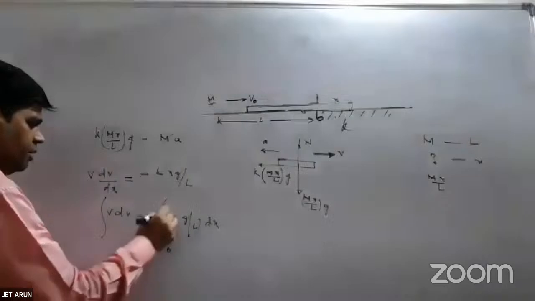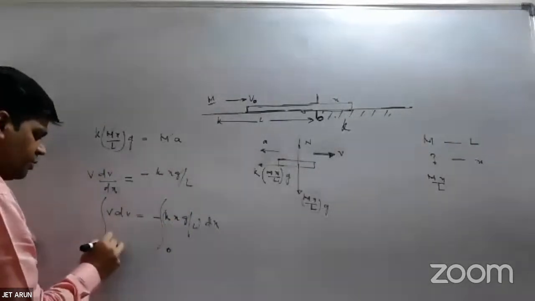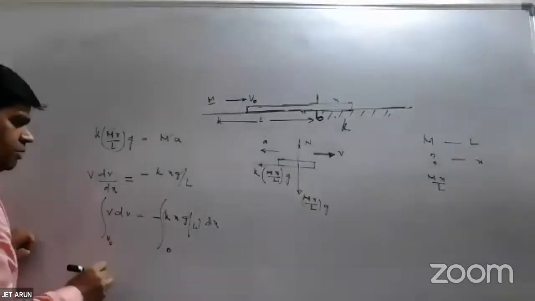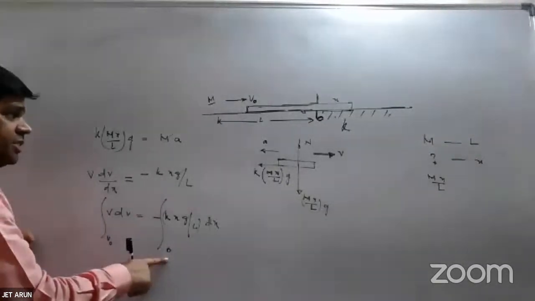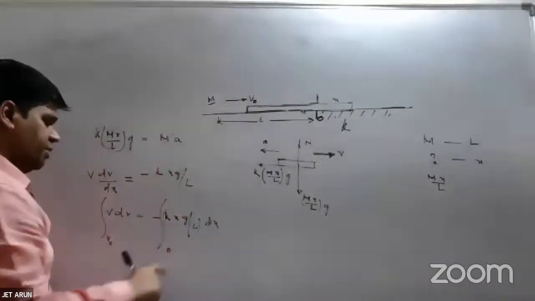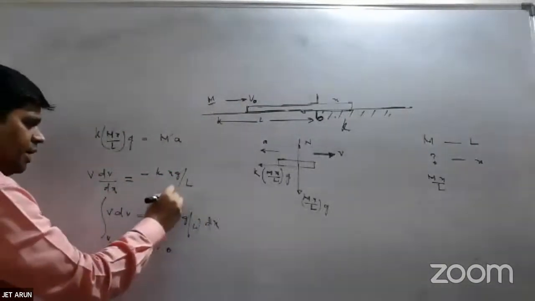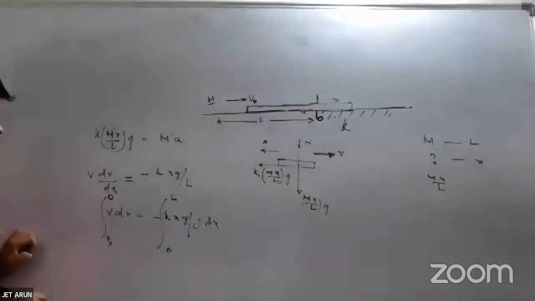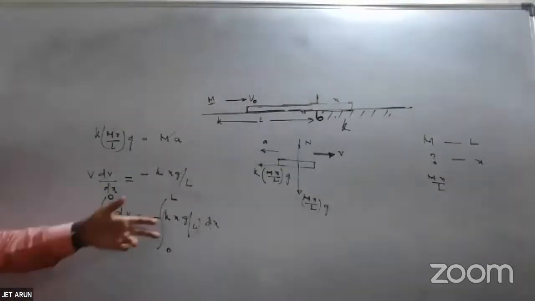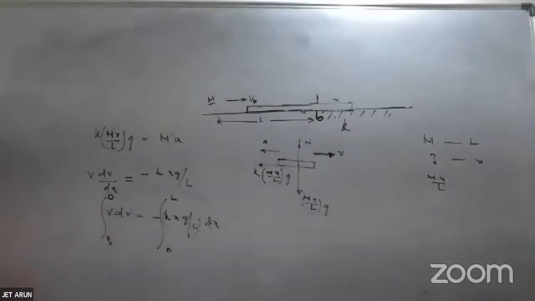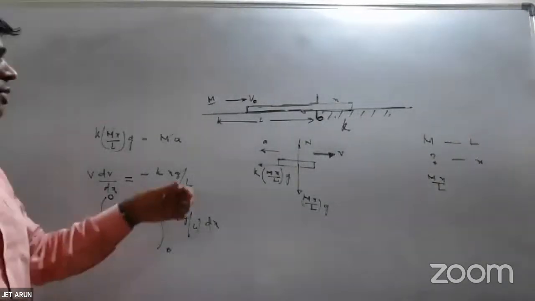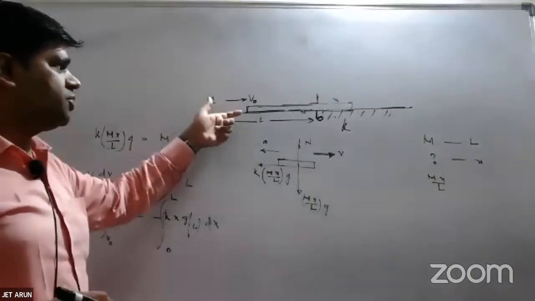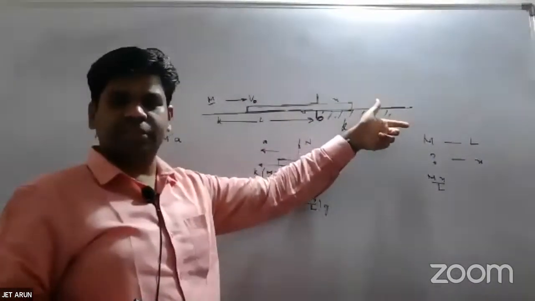0 to L. At 0 the velocity is v naught, that's fine. When x is equal to 0, my velocity is v naught. When x is equal to L, my velocity is 0. I'll get the condition between v naught and L. That's it. That's the question, right? I want to find out the minimum velocity required, v naught, such that it should completely enter into the frictional surface.